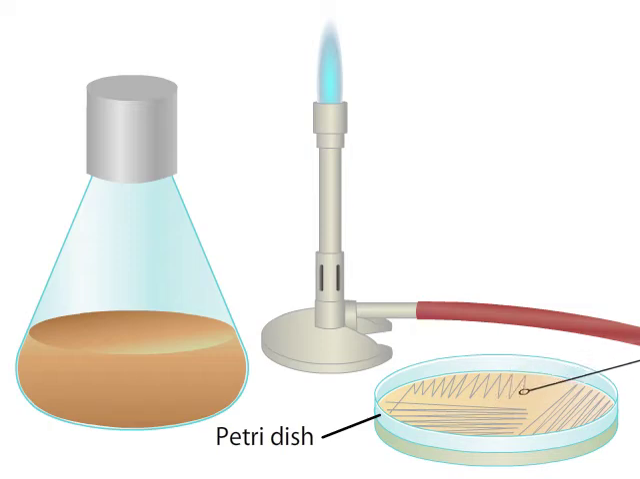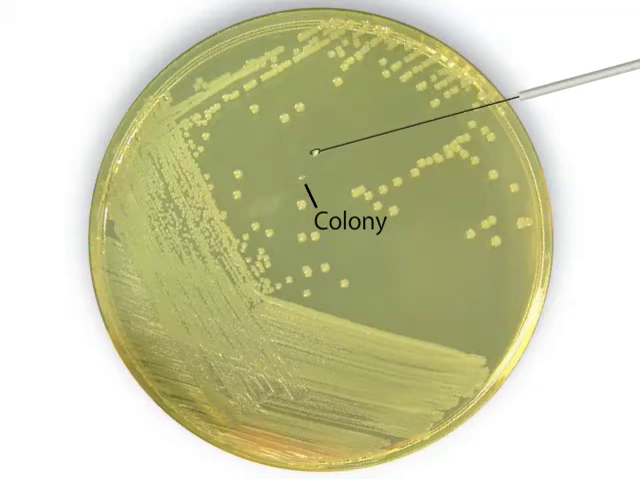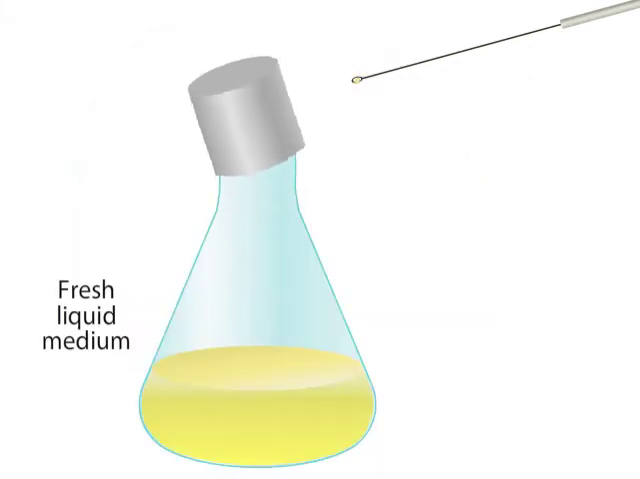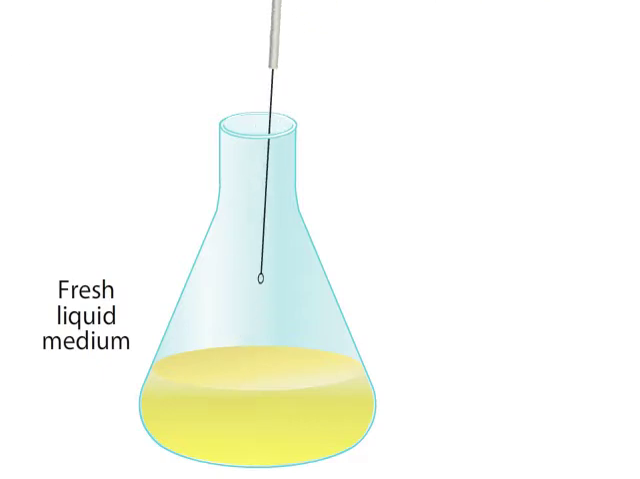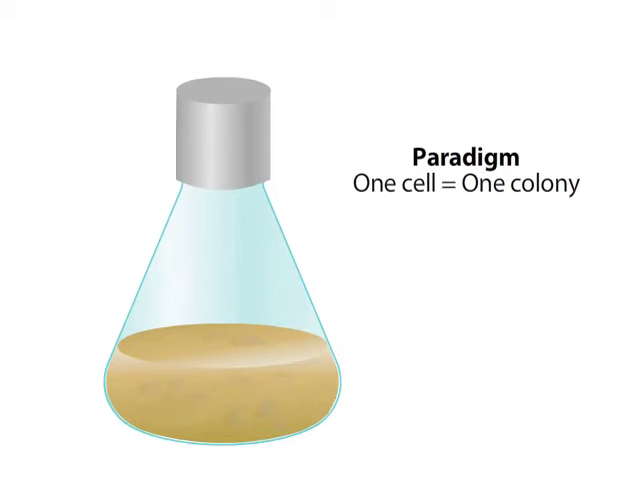If the medium contains the proper nutrients and growth factors, a single cell will multiply into many millions of offspring, forming a colony. In general, a pure culture can now be obtained by touching a single colony with a sterile loop and inserting that loop into fresh liquid medium. It is important to note that the one cell equals one colony paradigm does not hold for all bacteria. Organisms such as streptococci or staphylococci usually occur as chains or clusters of several cells. A cluster of 10 or so cells, called a colony-forming unit, or CFU, may give rise to a single colony.